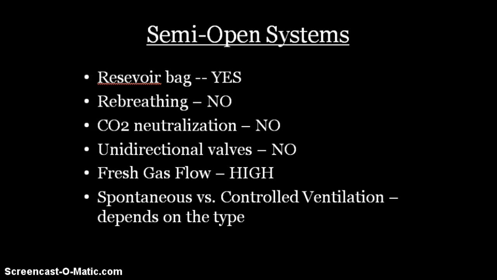The semi-open systems are non-rebreathing systems, so they lack unidirectional valves and CO2 absorption. Fresh gas flow must be high in order to avoid rebreathing of expired gas. The Mapleson circuit is an example of a semi-open system. Their efficiency in spontaneous and controlled ventilation is highly dependent on the arrangement of system components.